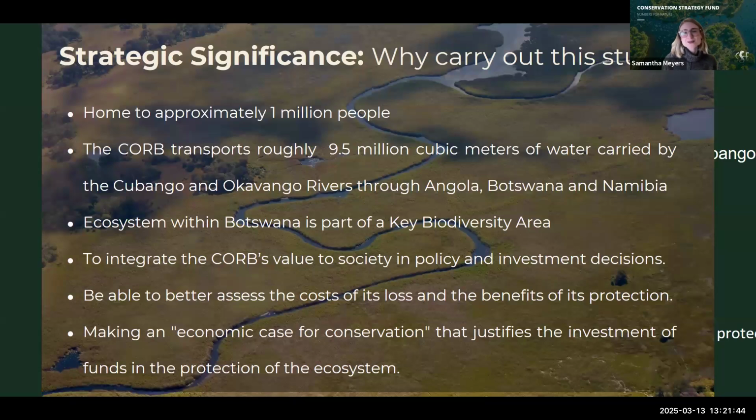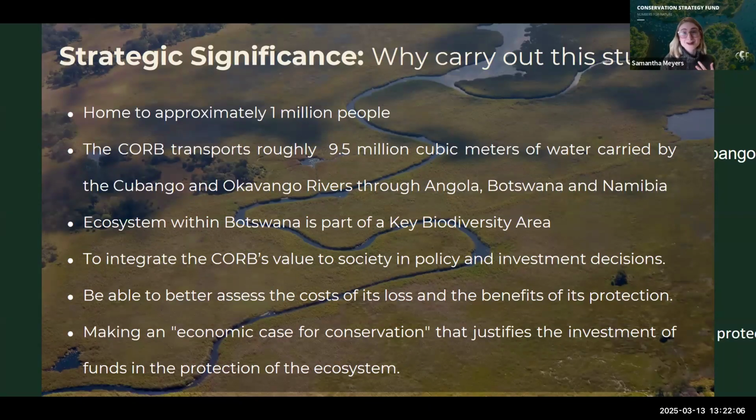So why did we carry out this study? There were quite a few reasons that this study specifically was strategically significant. First of all, this ecosystem, the Cubango-Cubango River Basin, is home to about 1 million people, likely more. That's just a rough estimate. So it hosts a lot of local communities. A lot of people depend on it for their livelihoods.